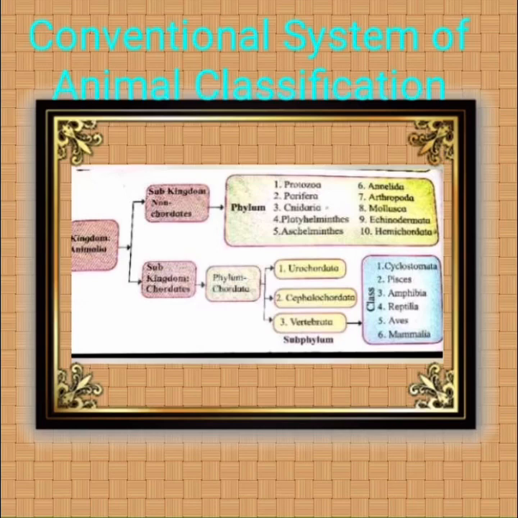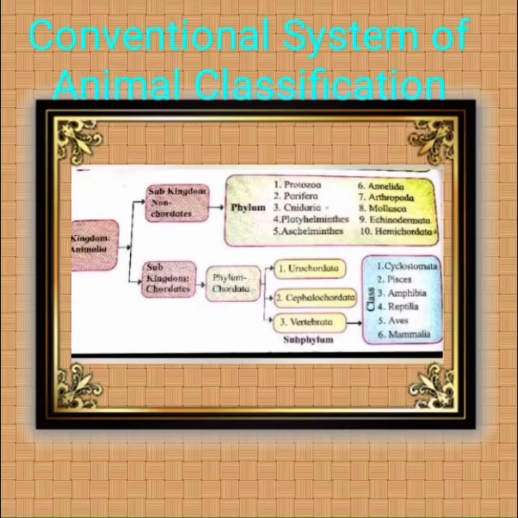Number 5, Aschelminthes. Number 6, Annelida. Number 7, Arthropoda. Number 8, Mollusca. Number 9, Echinodermata. Number 10, Hemichordata.